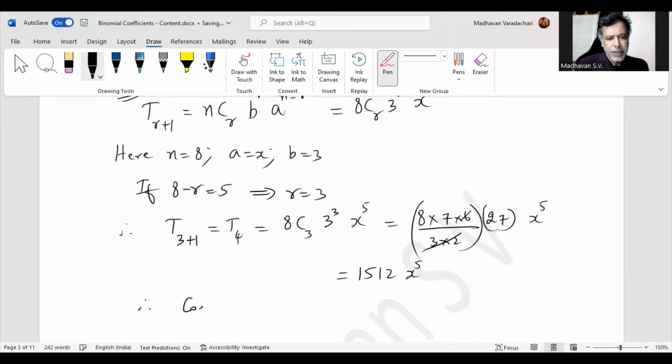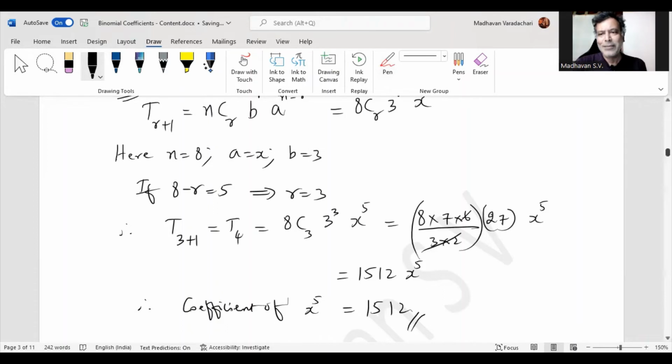Therefore, coefficient of x to the power of 5 is 1512. That is the solution for this.